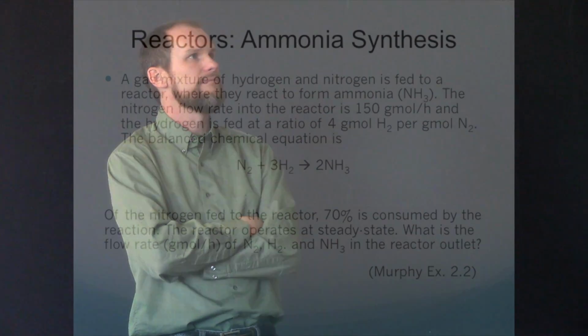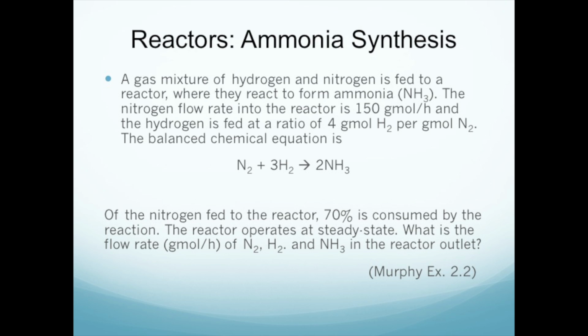But so a gas mixture of hydrogen and nitrogen is fed to a reactor where they react to form ammonia, NH3. The nitrogen flow rate into the reactor is 150 gram moles per hour. And the hydrogen is fed as a ratio of 4 gram moles hydrogen per gram mole nitrogen. And the balanced chemical equation is N2 plus 3H2 goes to 2NH3. Of the nitrogen fed to the reactor, 70% is consumed by the reaction. The reactor operates at steady state. What is the flow rate in gram moles per hour of nitrogen, hydrogen, and ammonia in the reactor outlet?